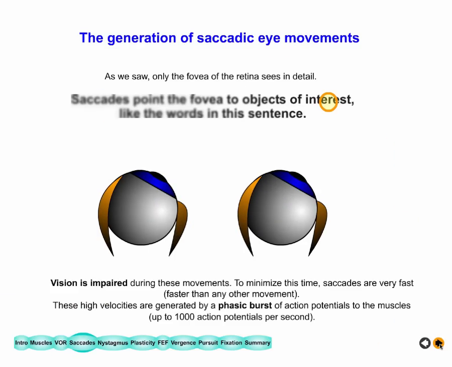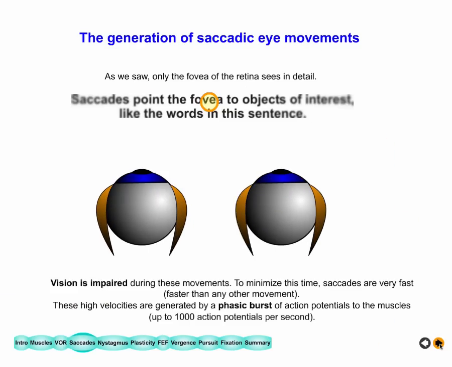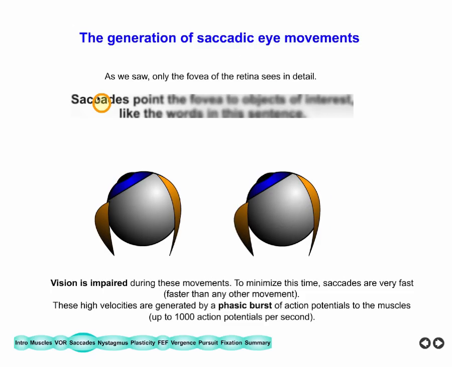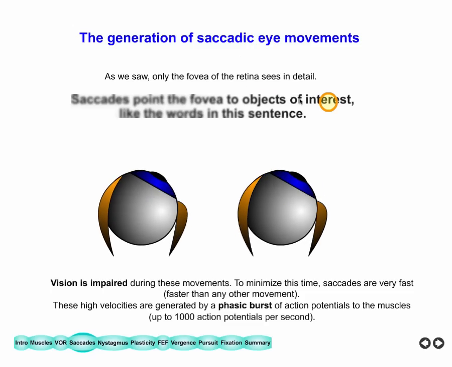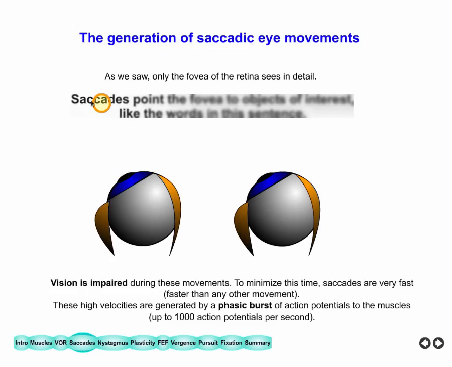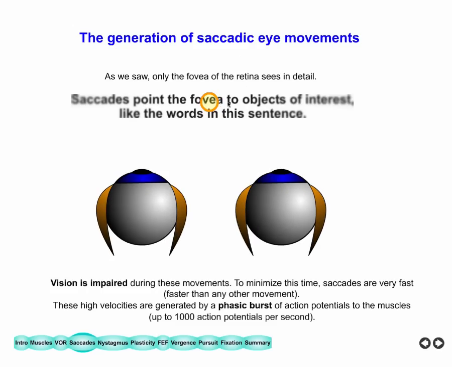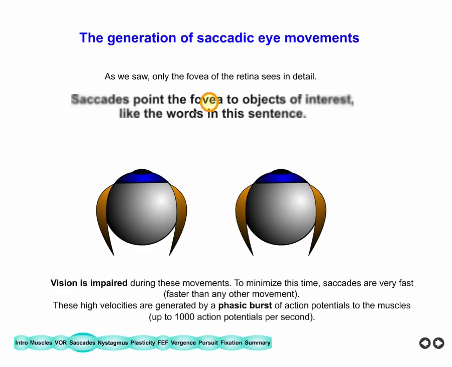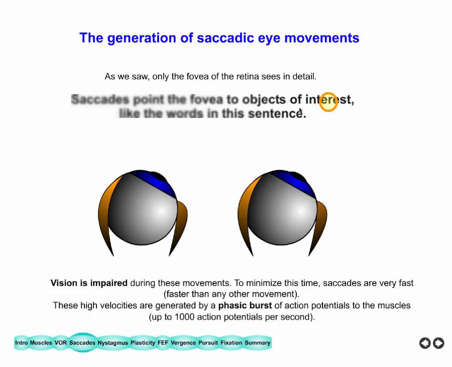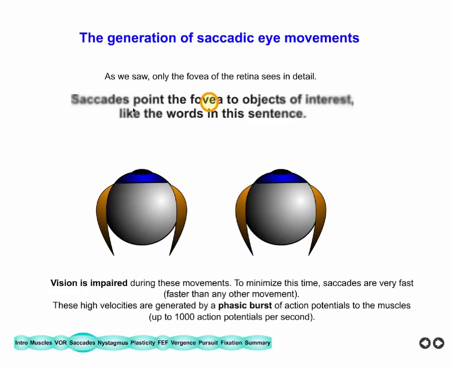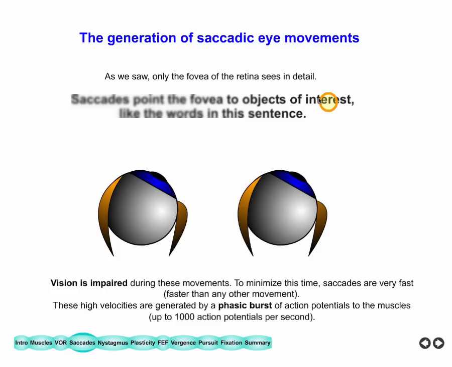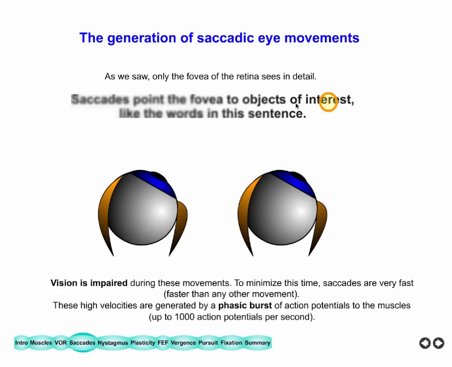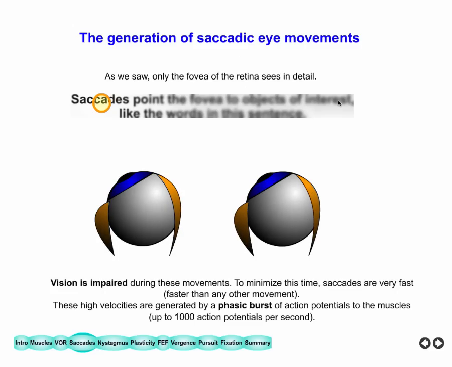Okay, that's the VOR. Let's look at saccades. You can see here a simulation. This is where you're looking as you read. And you notice two things: that this word, the word that we're reading, is clear. The words around it are blurred because they're in your peripheral retina. Also, every time the eye moves, everything becomes blurred.